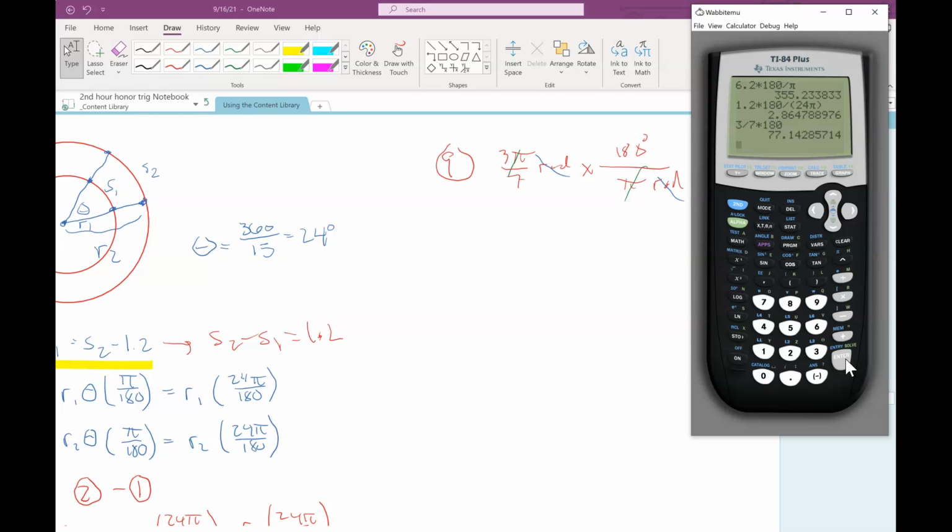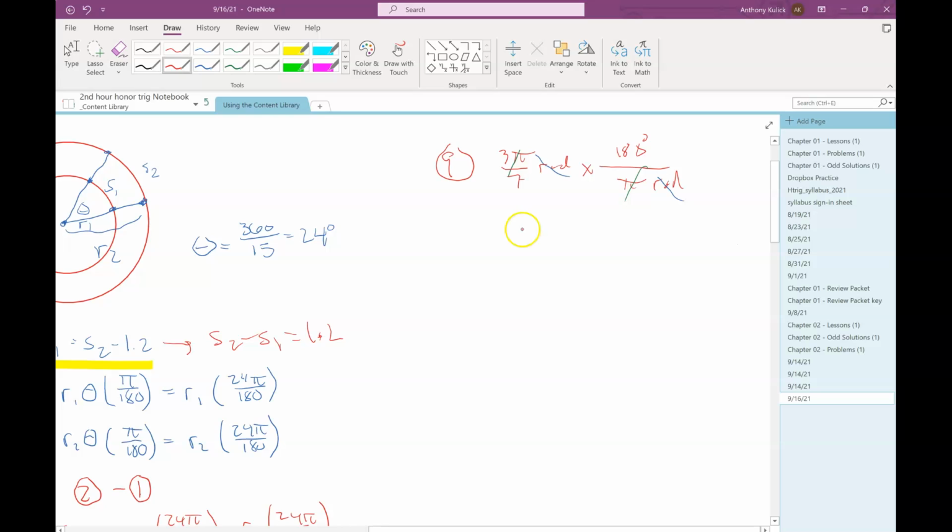Okay. If you wanted to write it as a fraction, you could do 3/7 times 180 and then, no, this is in degrees. Why would I write it as a fraction? What are you talking about, Mr. Gulick? I don't know. Never mind. Ignore the things that I said after the 77 point whatever. Okay.